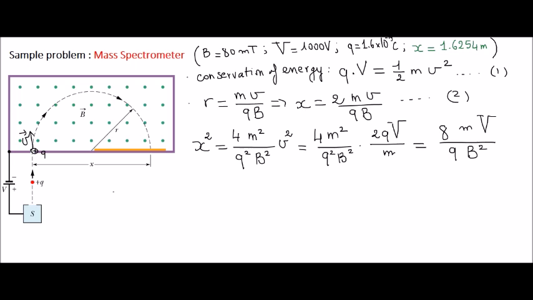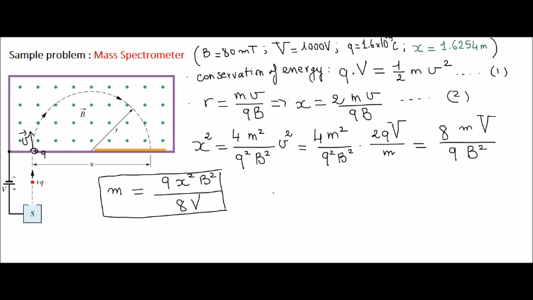So from this equation we can get the mass, which is equal to q x squared B squared over 8V. The numerical application will give you the mass equal to 3.38 times 10 to the power minus 25 kilograms. So that's how we calculate the mass of ions in a mass spectrometer.